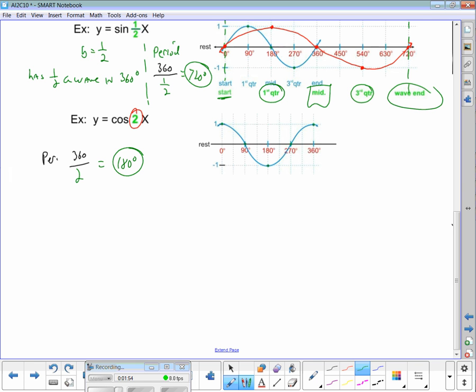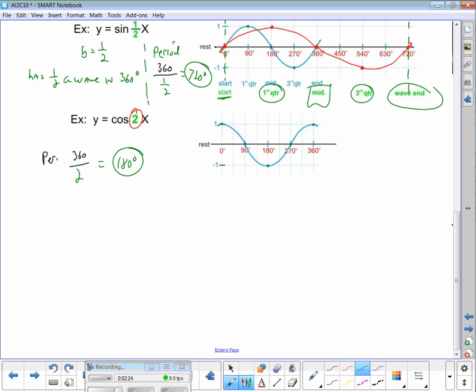You should be writing this down. Okay, so your period is 180 degrees. You will get numerous questions on the test as to what is the period of a wave. And you should know how to give the answer in both degrees and radians. So the period of this wave is 180 degrees. So there's one full wave in every 180 degrees.